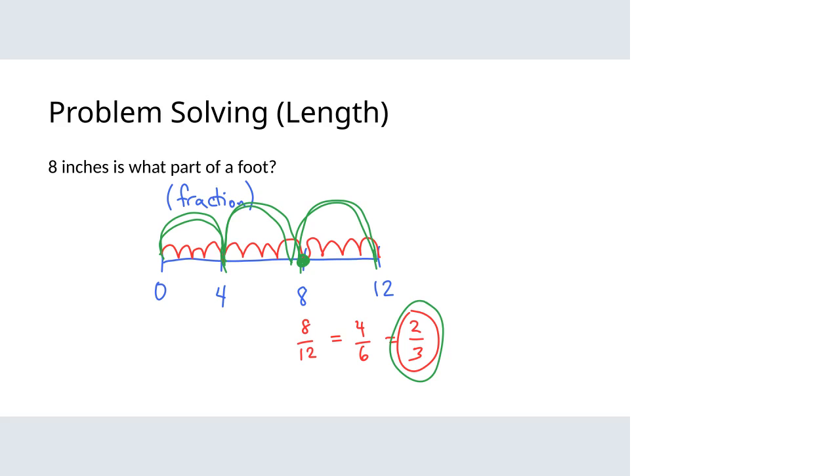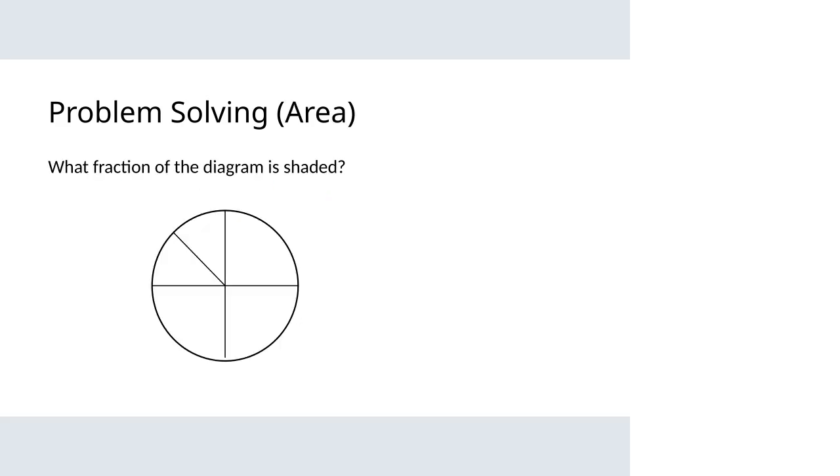We're going to turn our attention now to the area model. We have this picture here, and my question to you is, what fraction of that diagram is shaded? Be careful here. I don't think this is an easy question. What fraction of that diagram is shaded?